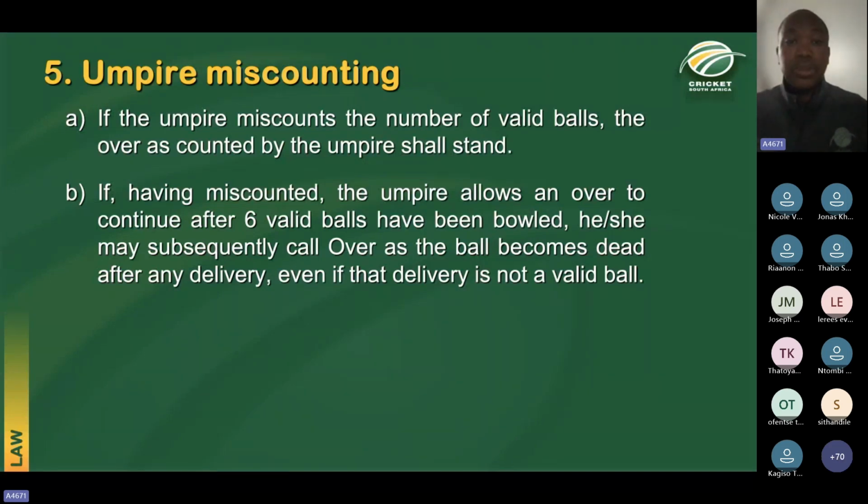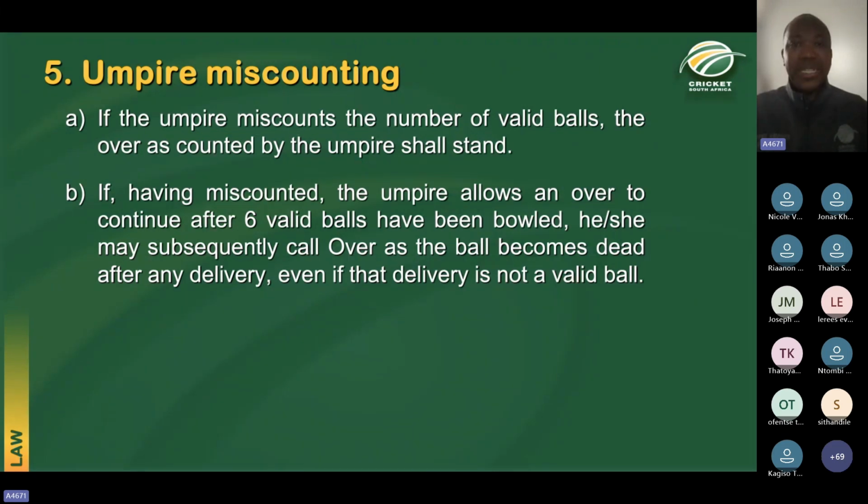So if, for example, we have had 6 legal deliveries bowled, and then there is a 7th delivery that is bowled, and that 7th delivery happens to be a no ball, usually we would have to re-bowl a no ball. And in the playing conditions of limited overs cricket, there would be a free hit for that extra delivery.